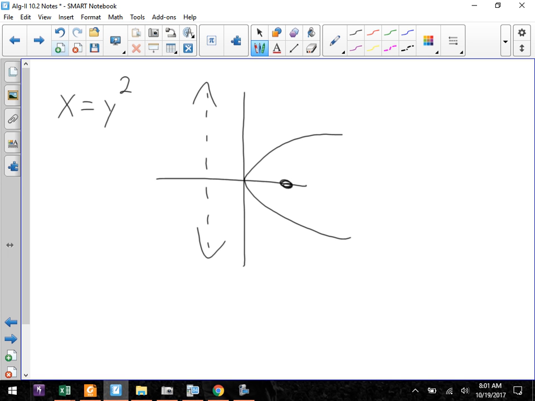Correct, and it's quite literally that. So if your a value is positive, it's going to open towards the right because that's the positive direction. If the a value is negative, you're going to open to the left. Now, same deal: it still has a vertex, it still has a focus, and it still has a directrix. This distance from here to here is always going to be the same.